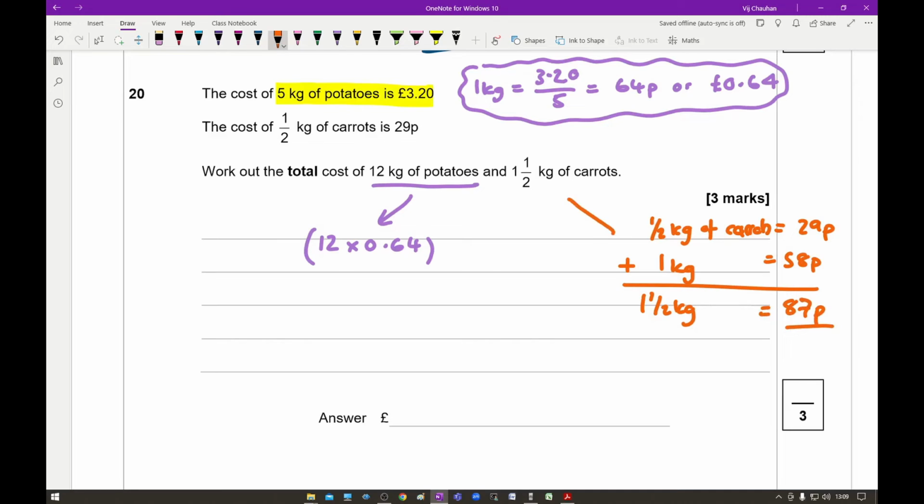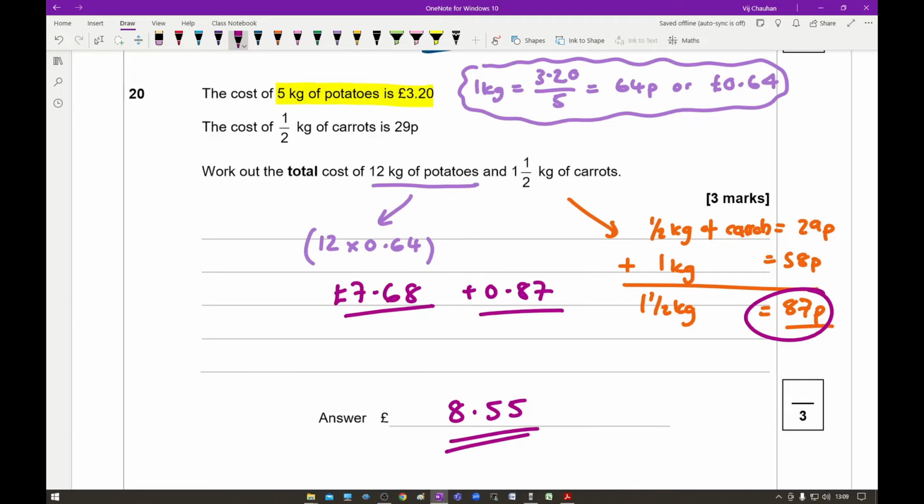So for this, all I then need to do is 12 times 0.64, which gives me a total of £7.68, and I've got 87 pence. So if I add those two amounts up, I get an answer of 8.55, or £8.55.